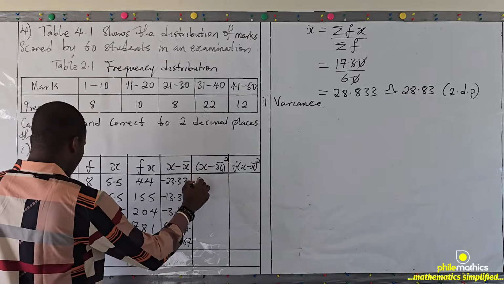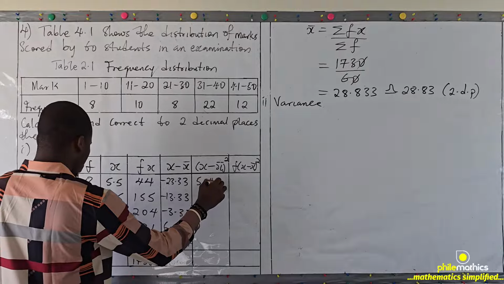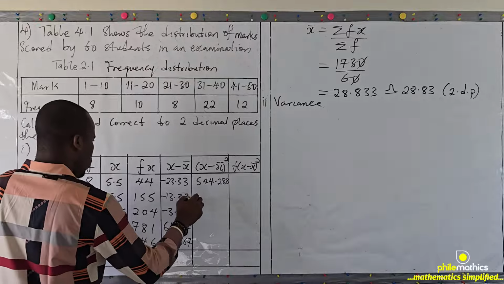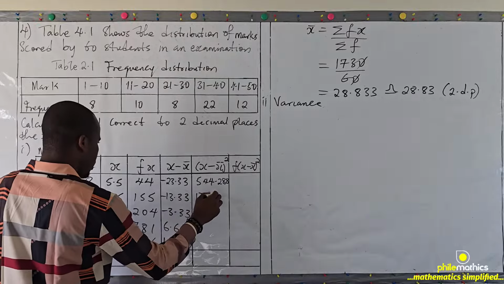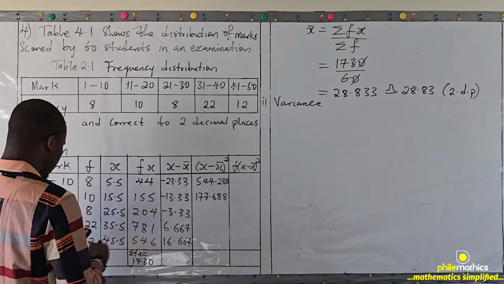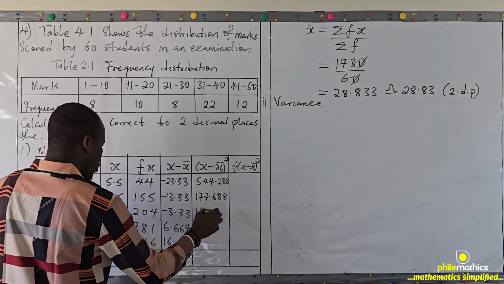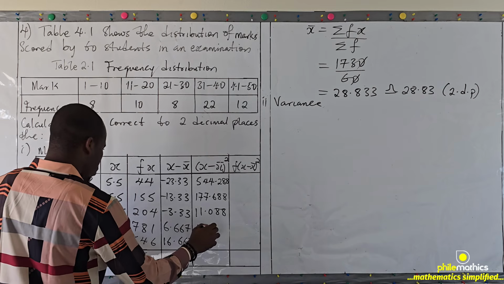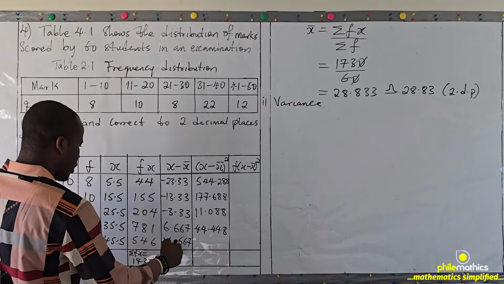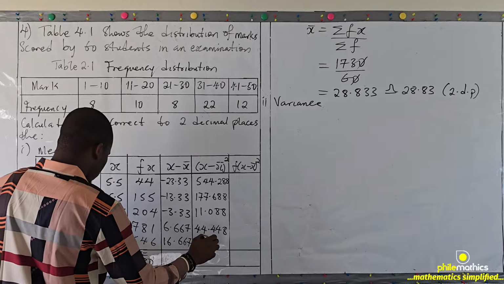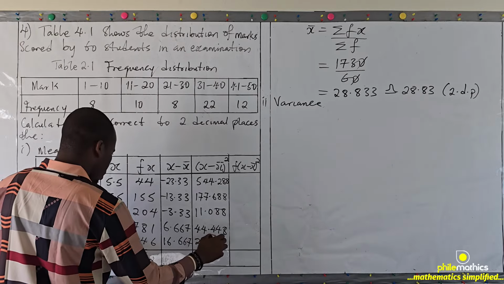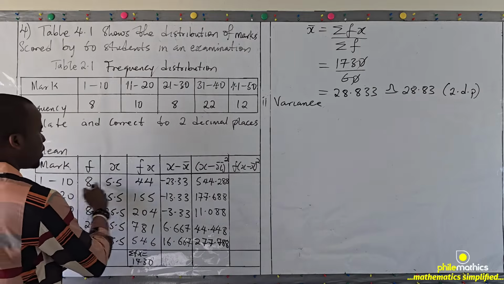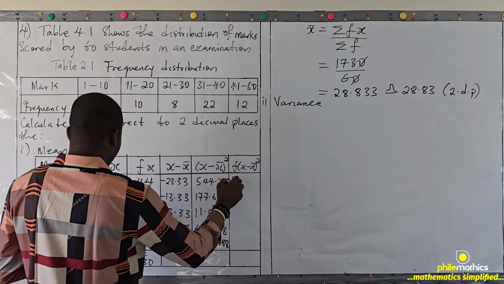This is 544.288. This is 177.688. This is 11.088. This is 44.448. This is 277.788. Now, if we multiply by f, 8 times this, we'll get 4354.304.